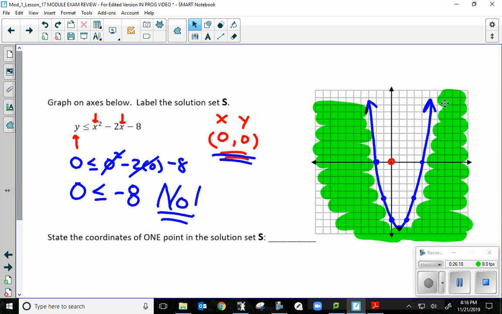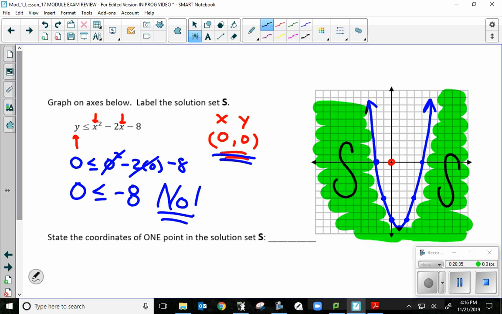You should shade everything on the outside because my origin here in red is not in the solution area. So wherever this origin is, that should not be shaded. Okay? Now I shaded it. They said you should label it S. So in order to get credit for this test, please put an S there because that's what it says to do, not just to shade it. I use S for shading.